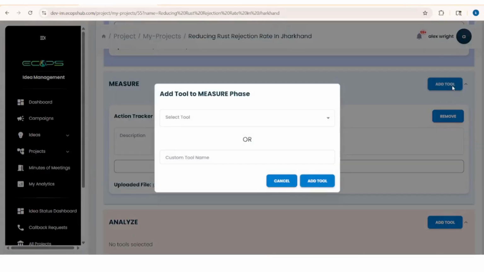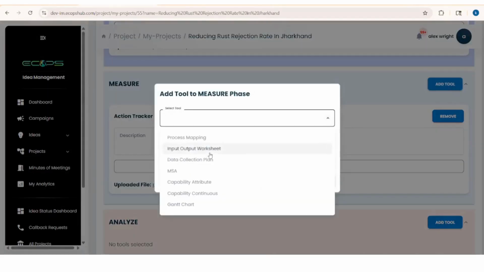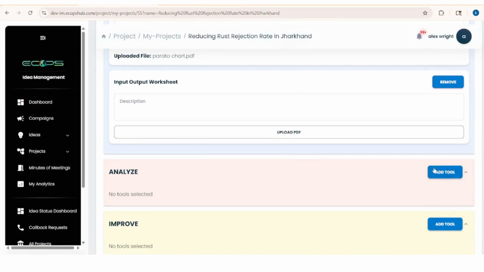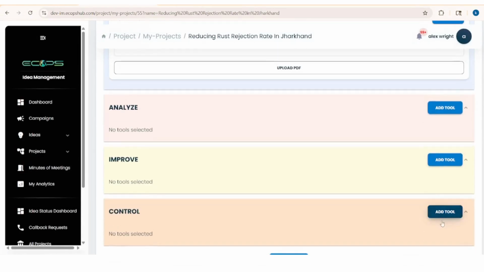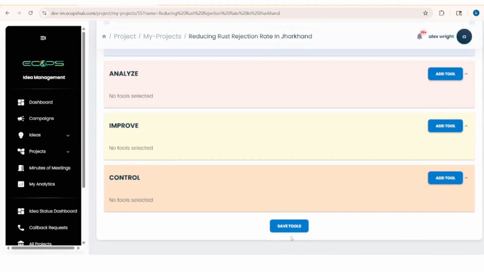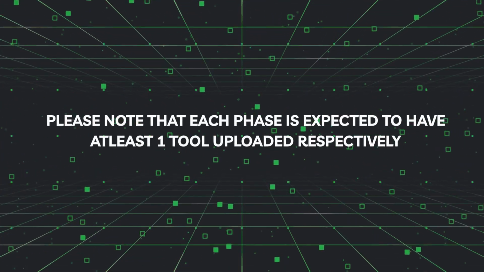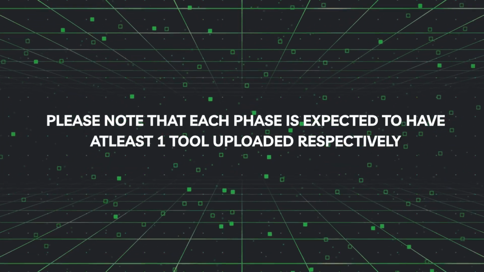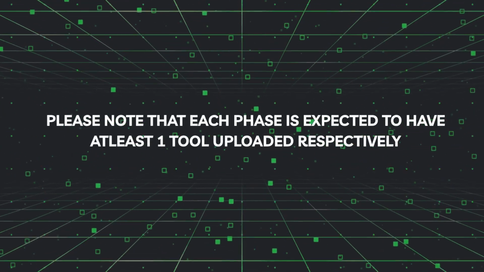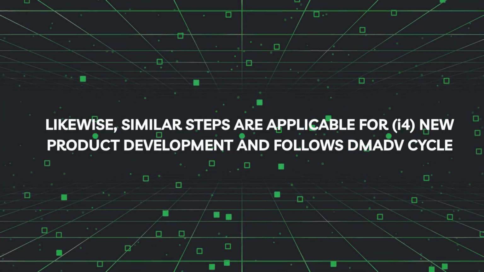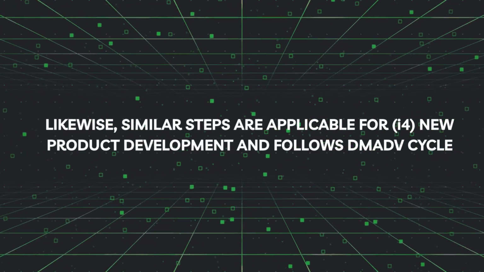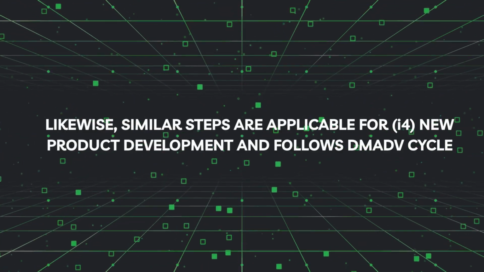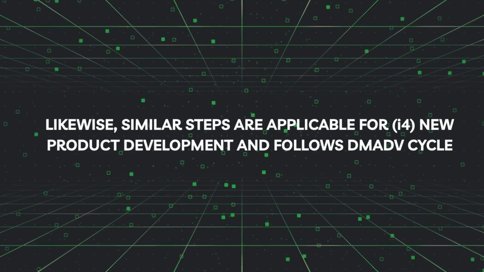Complete the Define phase and similarly proceed with the Measure, Analyze, Improve, and Control phases, ensuring at least one tool is added in each phase. Please note that each phase is expected to have at least one tool uploaded respectively. Likewise, similar steps are applicable for I4, New Product Development, and follows the DMADV cycle.